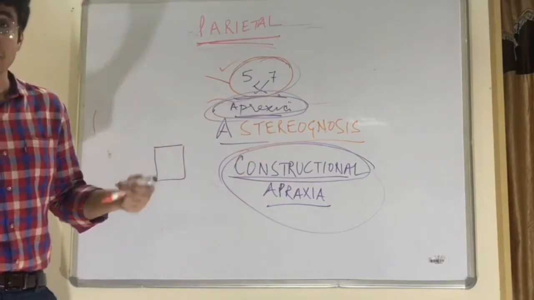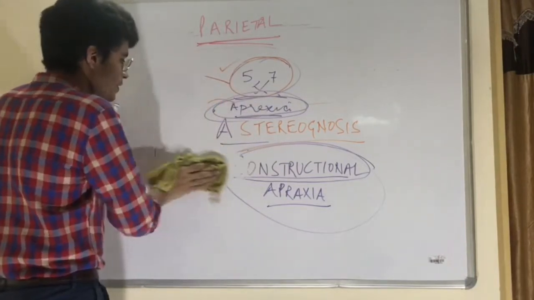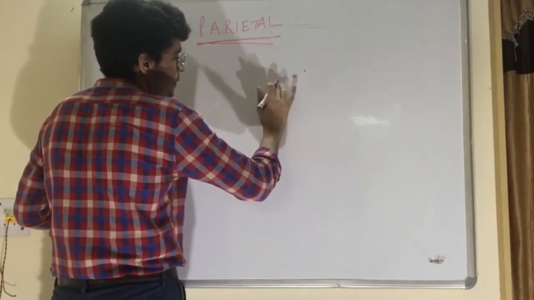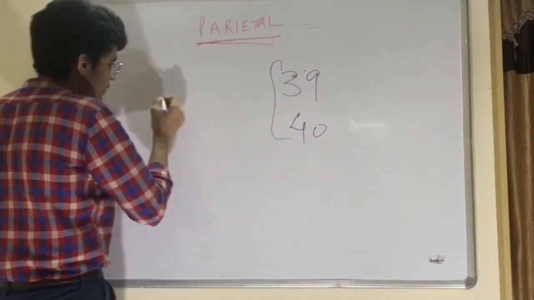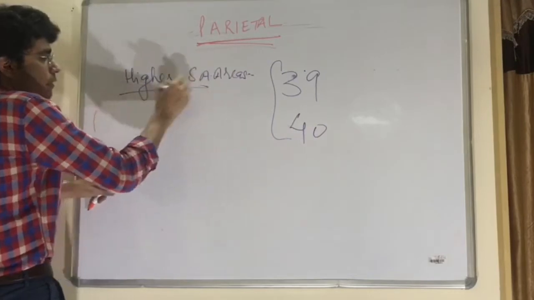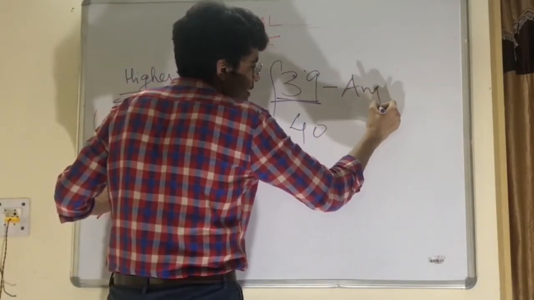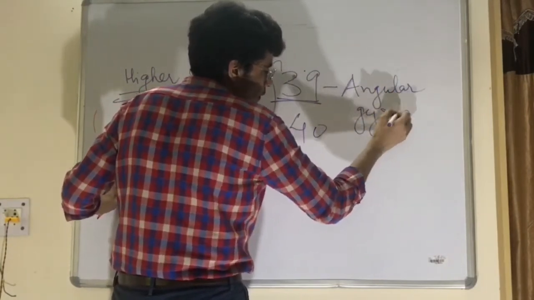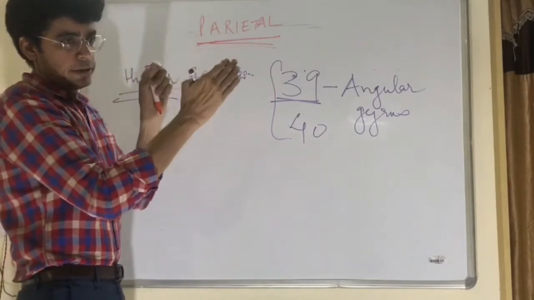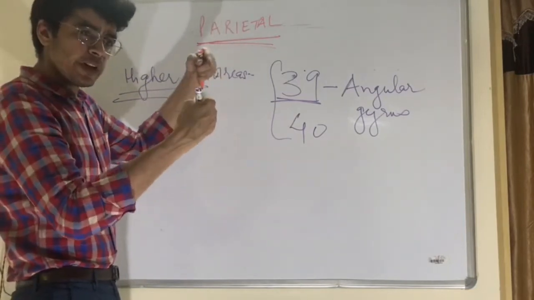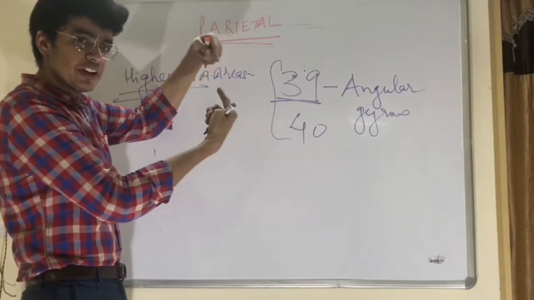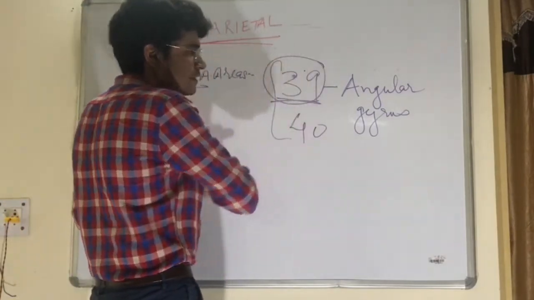Now the third part, this is very important. The third part is the higher association area. These are sensory association areas, area number 39 and area number 40. These are higher sensory association areas. Now this area number 39 is the angular gyrus, that part of the parietal lobe. If you look at the diagram, it is the merging point of three lobes: the occipital lobe from the posterior, the parietal lobe superiorly, and the temporal lobe inferiorly. At that merging point, the inferior most part of the parietal lobe is called the angular gyrus.